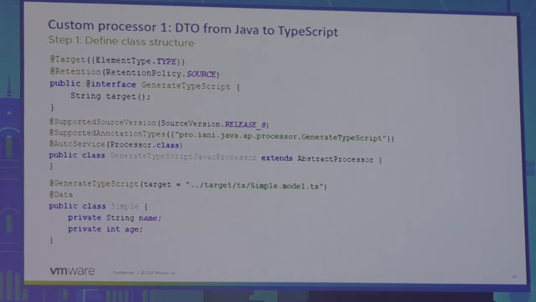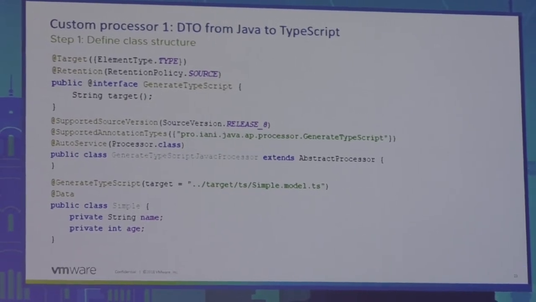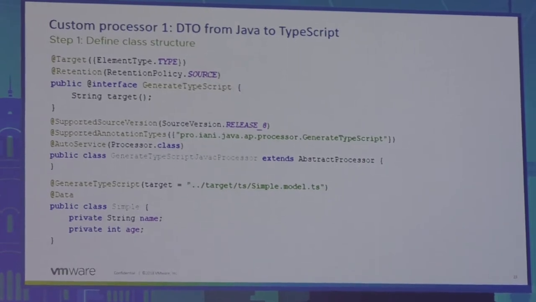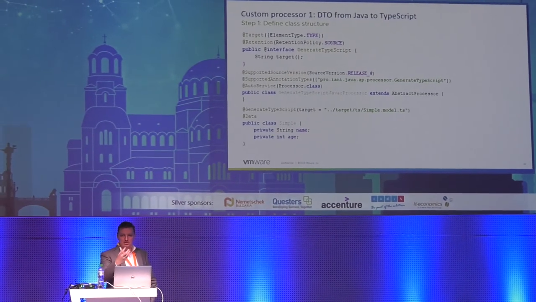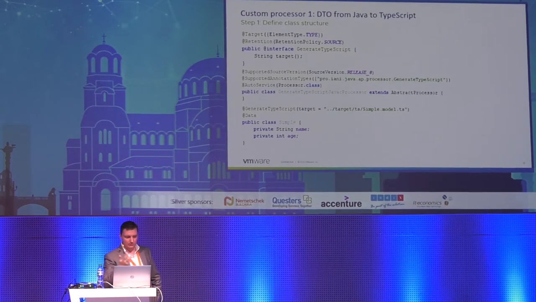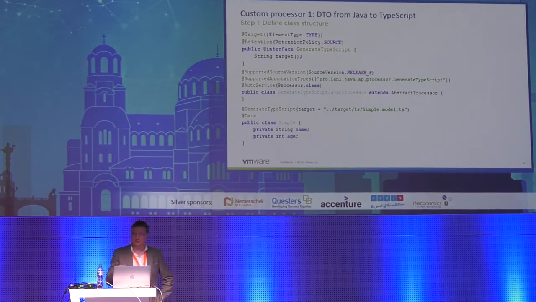To do that, we need to define first, on top, our custom annotation with some parameters we want. For example, the target path. We are going to use that. We also need to have a custom processor, which extends the AbstractProcessor, the second class. We define supported annotation types, which that particular processor is going to work with. So the Java compiler is only going to pass those annotations to that. And AutoService is the Google AutoService annotation. All the classes that have this are going to be added as a service file. And the third class is simple data we are going to test on. And that's how you can use it.